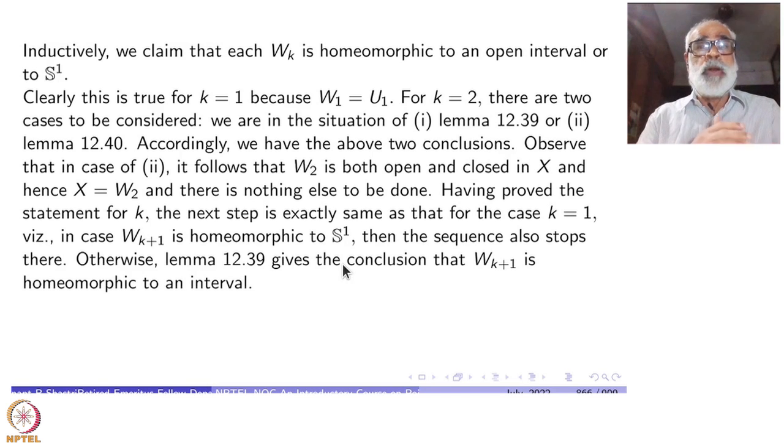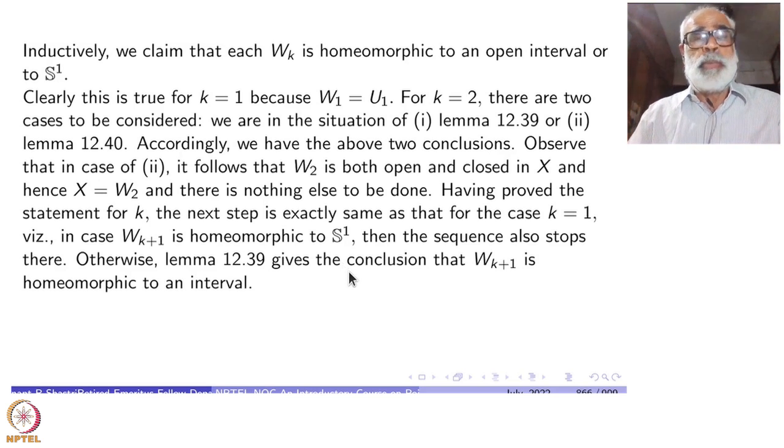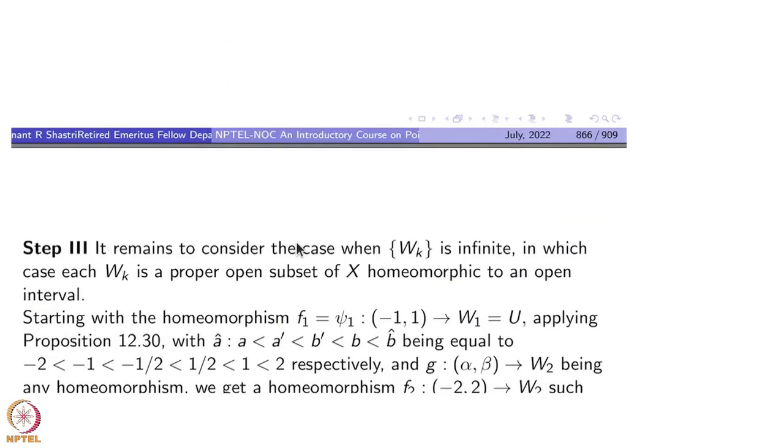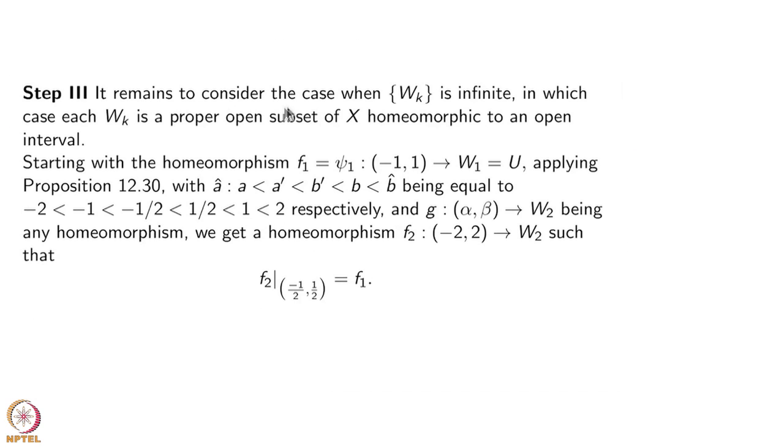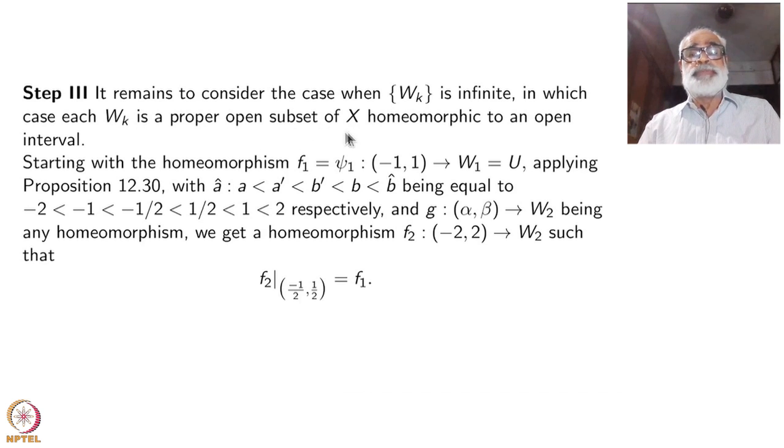These things are not happening inside R, of course. That is the whole conclusion. Right now, they are abstract one-dimensional manifolds. You want to show that the entire thing is homeomorphic to an open interval, which is the same thing as showing that it is homeomorphic to R. So that is the last part here. It remains to consider the case when the sequence Wk is infinite, in which case each Wk is a proper open subset of X homeomorphic to an open interval.